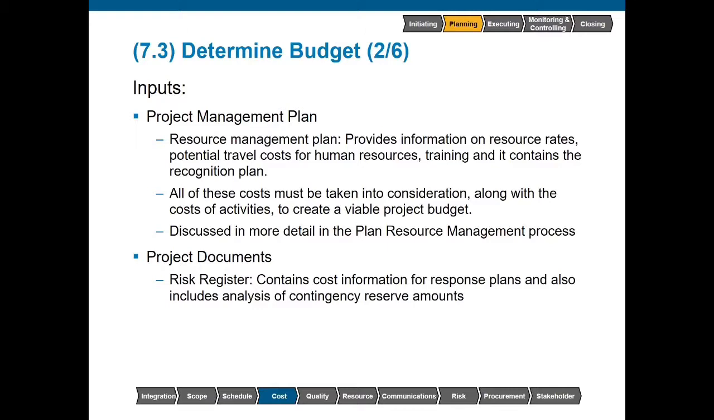Our project documentation, as we look at our risk register. The risk register will have our identified risks, and for any risk event that we have selected a response strategy for that calls for the application of contingency reserves, we need to look at how much contingency reserve we will actually need, because here we need to go ahead and plug that money in.